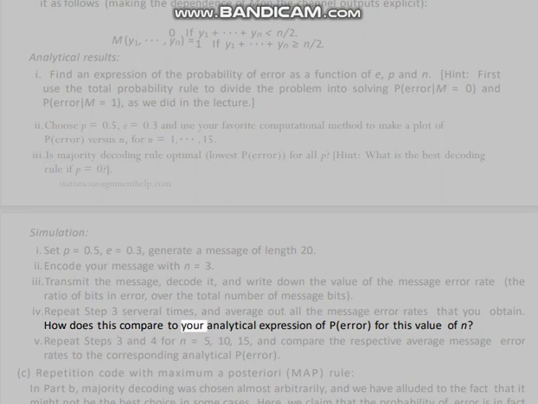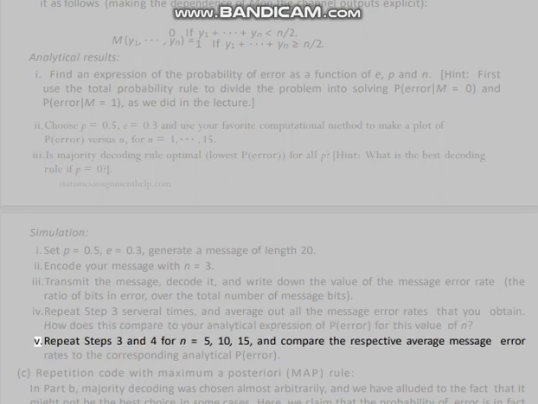How does this compare to your analytical expression of P error for this value of n? 5. Repeat steps 3 and 4 for n equals 5, 10, 15, and compare the respective average message error rates to the corresponding analytical P error.